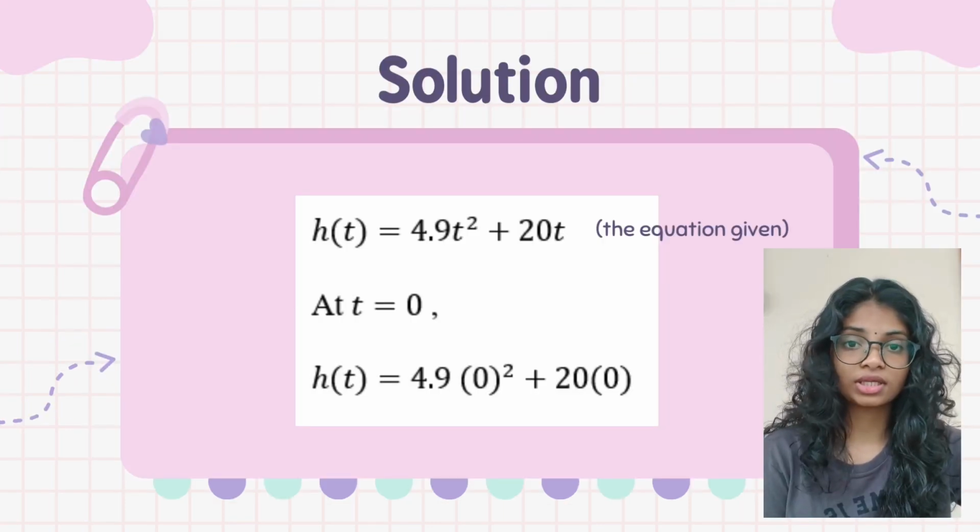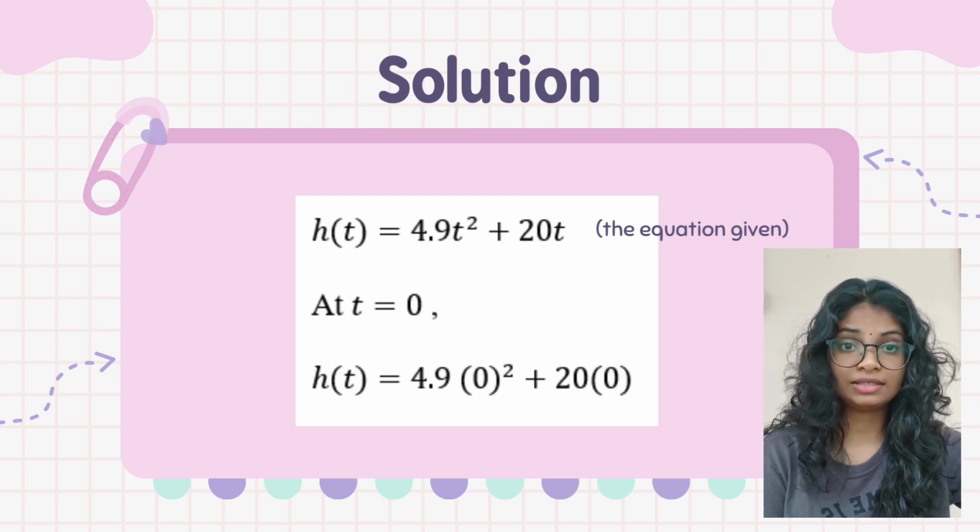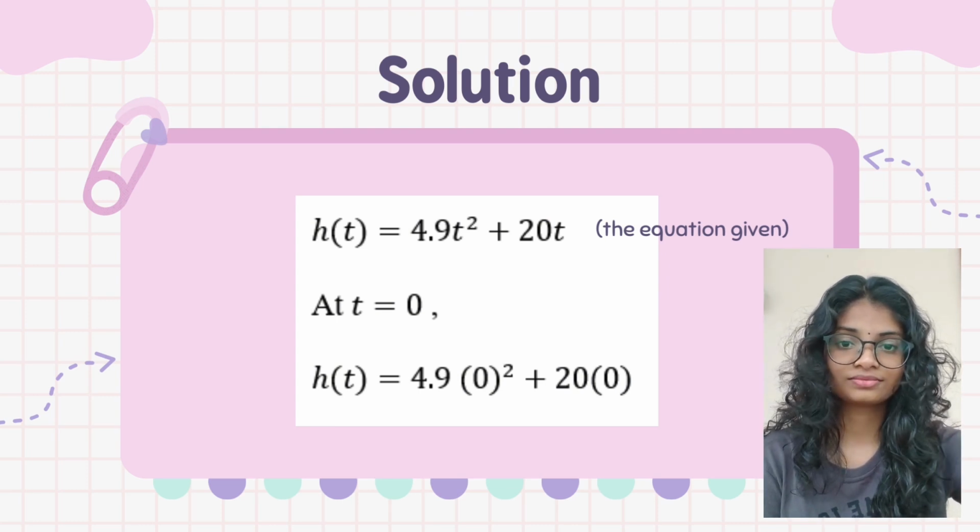First, I start off with the equation that is already given, which is h(t) = 4.9t² + 20t. First, I would like to determine the initial altitude at t = 0. Therefore, I substitute the value of t = 0 into the initial equation, where I get the initial altitude is equal to 0 meters.